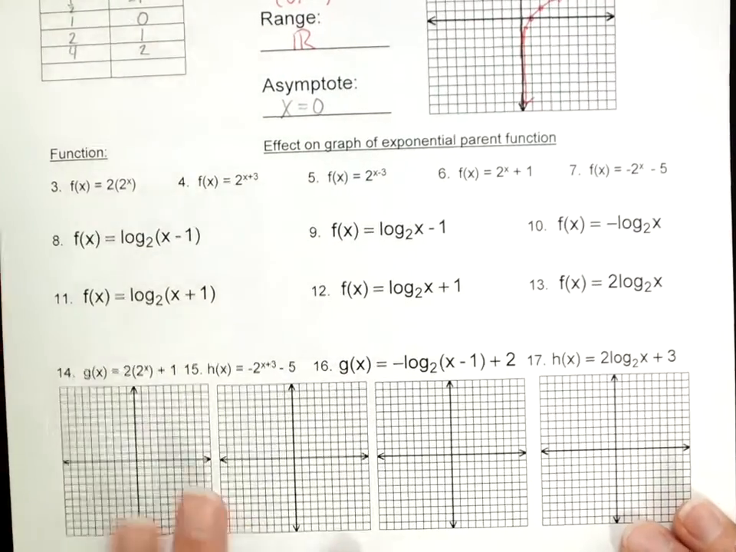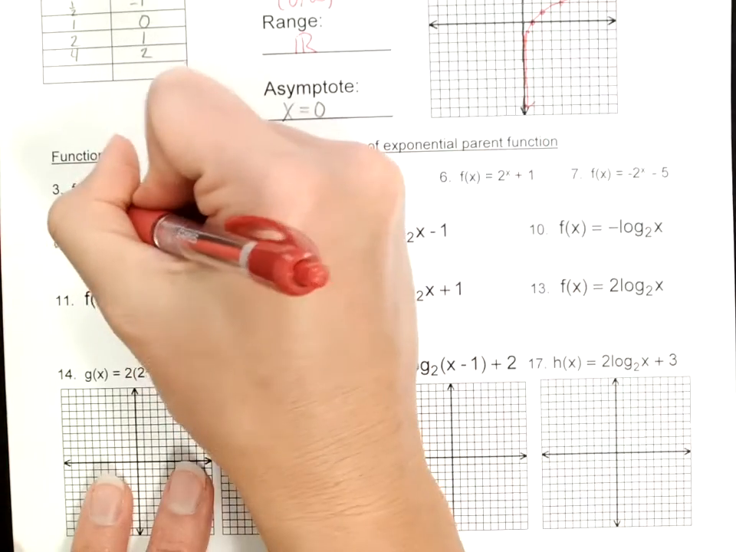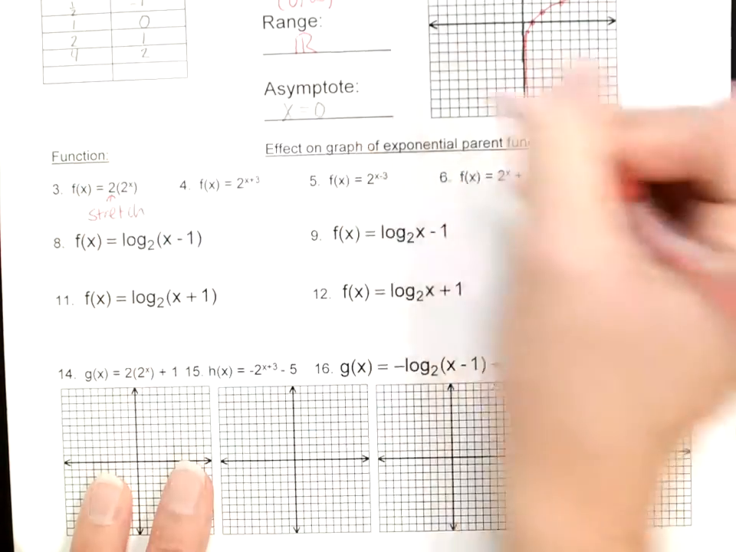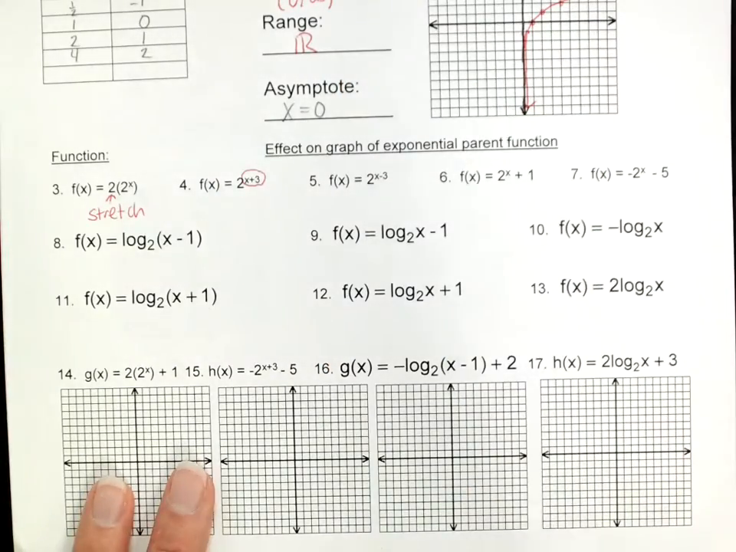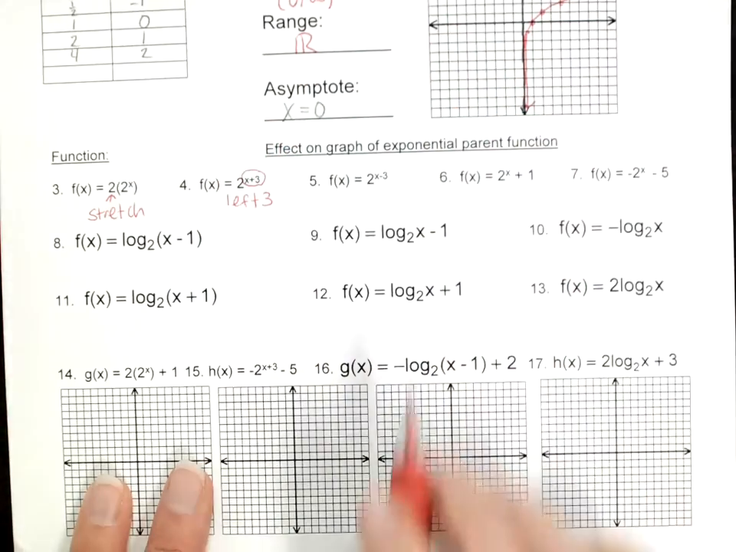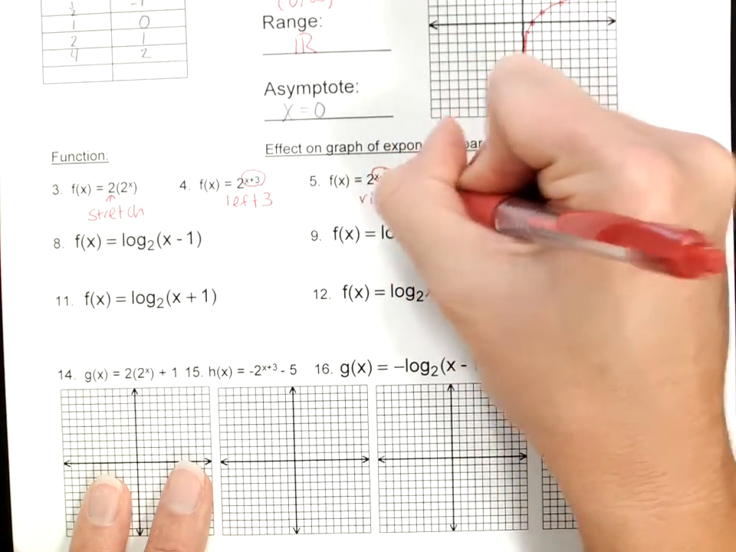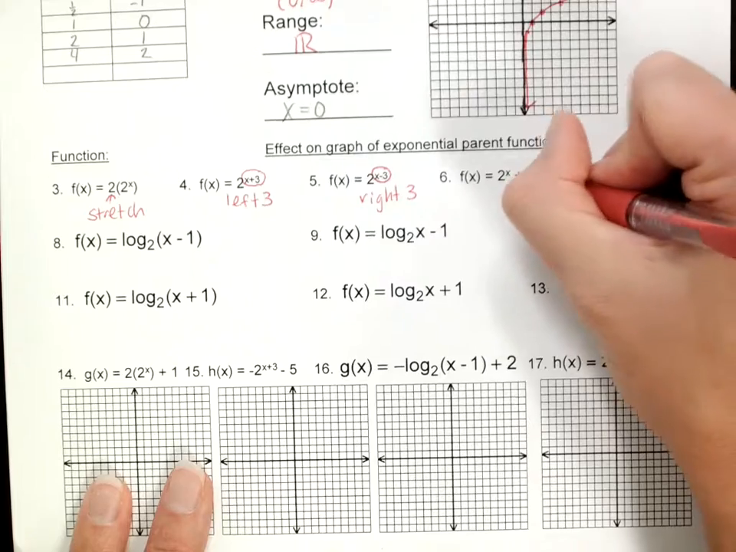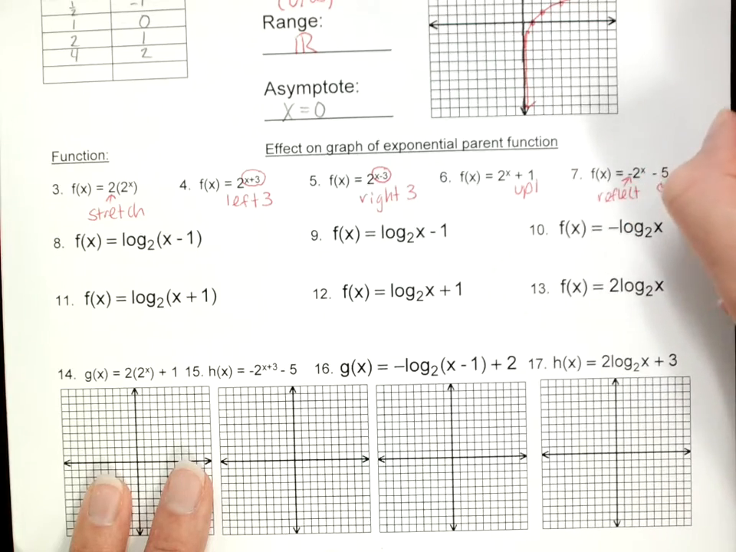Figuring out the type of transformations is very similar to all the other equations. A 2 in front, which isn't going to happen very often but does sometimes, is going to be a stretch. Plus 3. Notice that it's a tiny 3. That's considered inside with that exponent. That's a left 3. Minus 3 inside, again tiny 3, right 3. Plus 1 outside, up 1. Negative, reflect. Minus 5 outside, down 5.